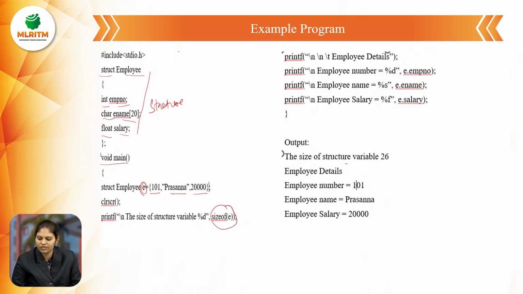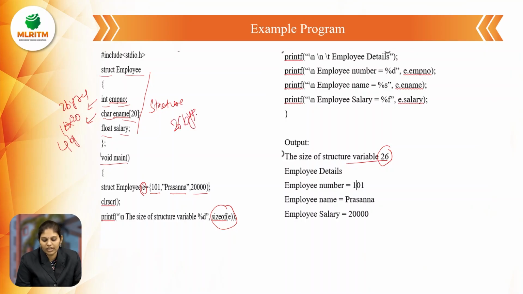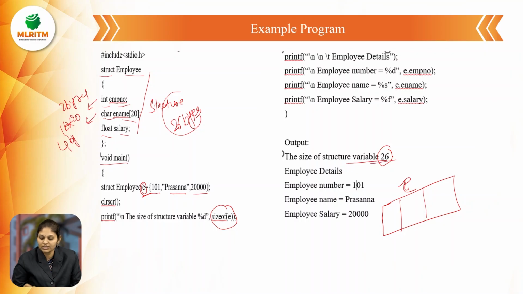The size of the structure variable is 26 bytes. I already told you integer is 2 bytes of data and character is 1 byte; I am giving the size as 20, and the float salary is 4 bytes of data. The total is 26 bytes of data that can be stored in memory. So you create the employee variable E, and employee E is one record: 101, Prasanna and 20,000. The size of the employee structure is 26 bytes, which will be printed.